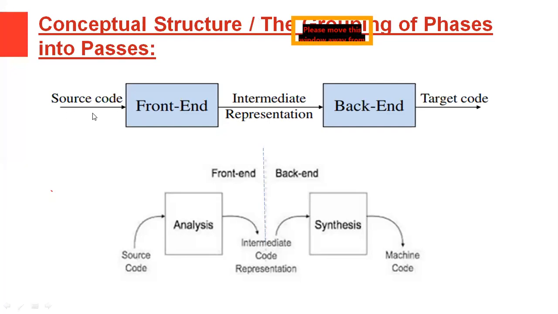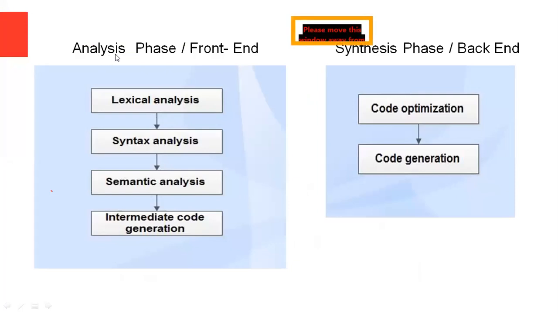Okay, so this is a given source code and we have the front end. In this front end the process goes on, and it is represented as intermediate representations to the back end, and finally we get the target code. So in this we have two passes, the analysis pass and the synthesis pass. This is the grouping of phases into passes. Here the analysis pass is the front end, and the synthesis phase is the back end.